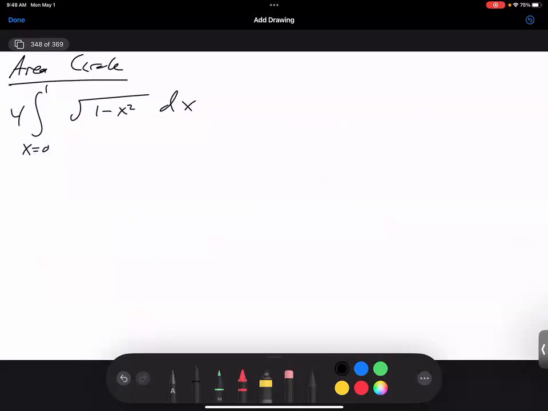Does anybody remember how to do these integrals? What kind of substitution do you do? It's either going to be sine or cosine. I think we want to do sine because when x is 0, I'd rather have that. So if we try x is equal to sine theta, then as x goes from 0 to 1, theta goes from 0 to pi halves.